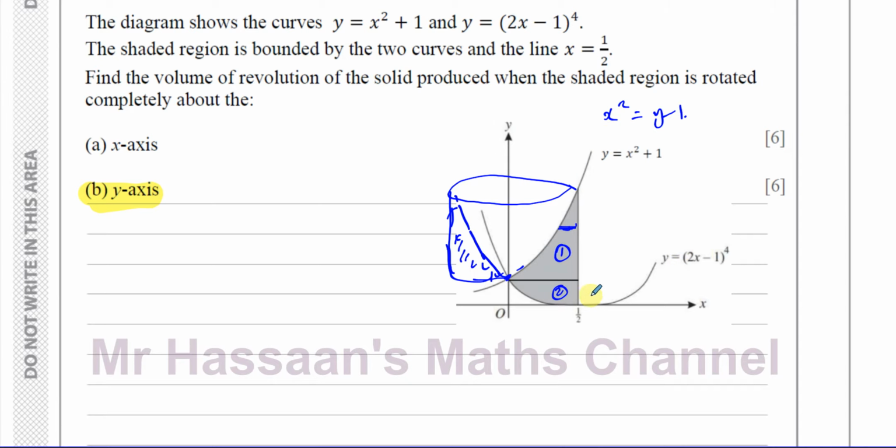And this one, you're going to have to deal with this side, and you have to make x the subject. I'll explain that part in a minute. Let's just deal with the first one here.